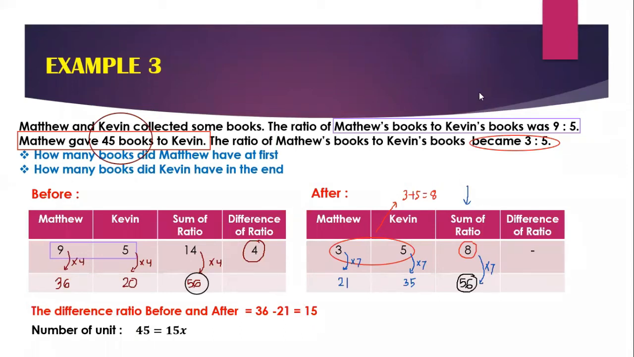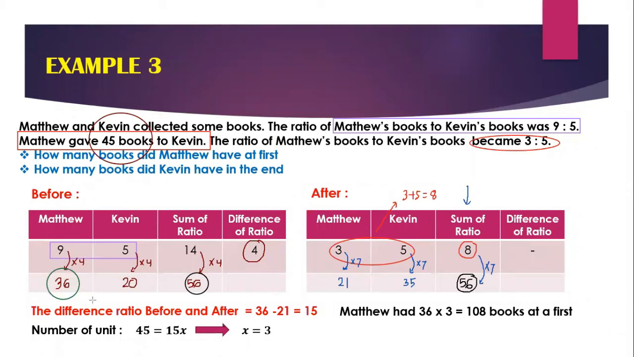Okay, next. Automatically we'll find x equals 3. Now we go to the question. How many books did Matthew have at first? Matthew had 36 times 3 equals 108 books at first. At first means before. For Matthew, the before ratio is 36, so 36 times 3 gives 108 books at first. Is it clear?